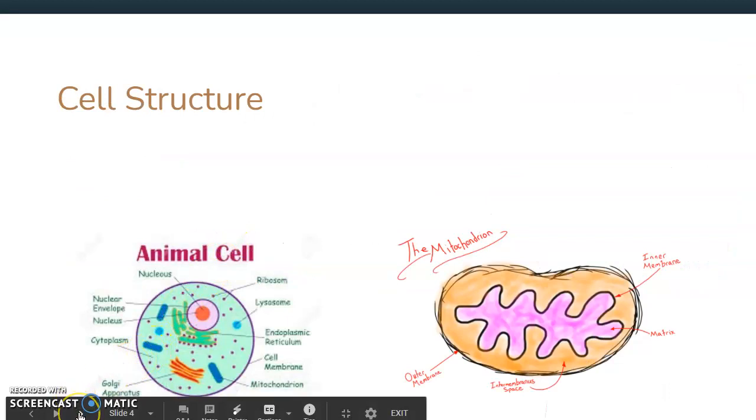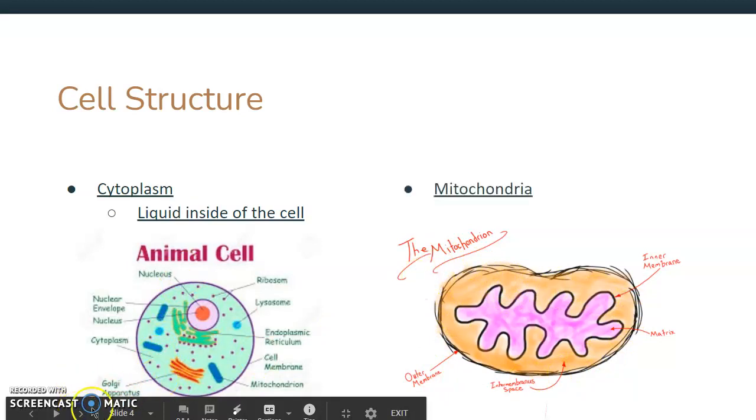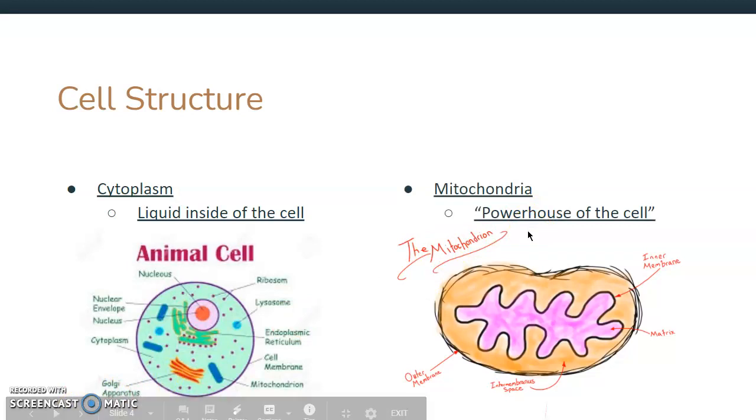The important parts of the cell that we're going to talk about, in which the respiration process takes place, are first the cytoplasm, which is the liquid inside the cell. If we look at this animal cell, we have the cytoplasm pointed to this liquid. We're going to talk about one step of respiration occurring in the cytoplasm, and the other and most important one is the mitochondria. The mitochondria is also known as the powerhouse of the cell. It is here where most of our energy is created, and respiration's whole goal is to create energy. So most of respiration occurs in the mitochondria.